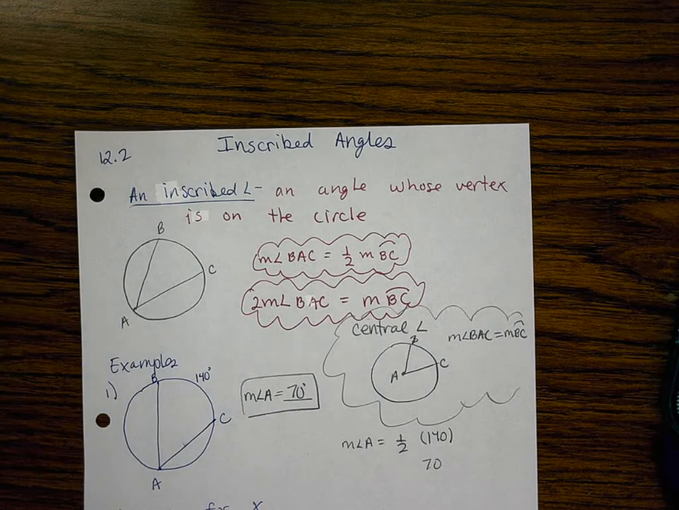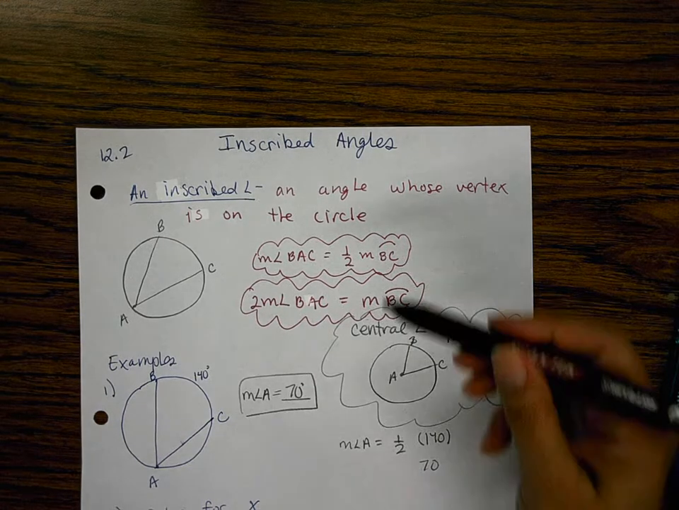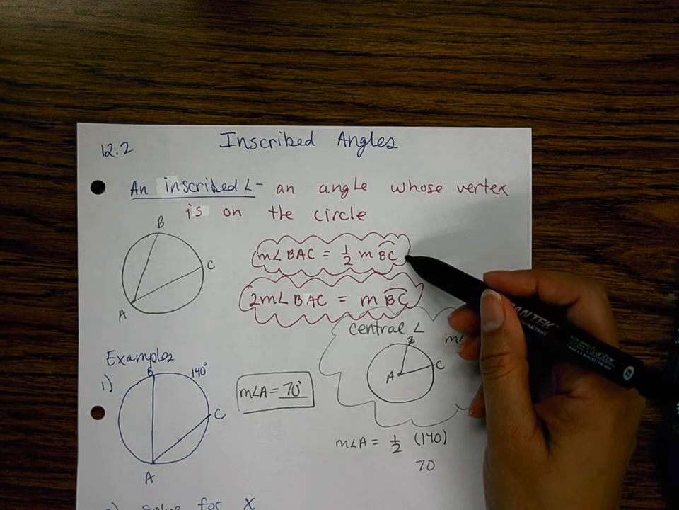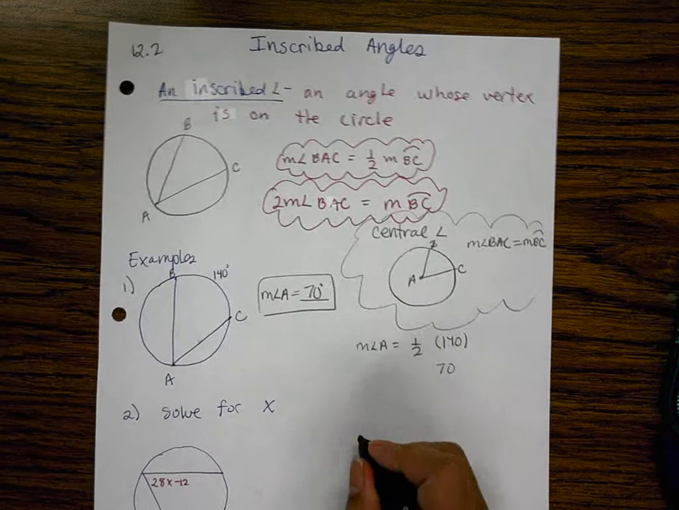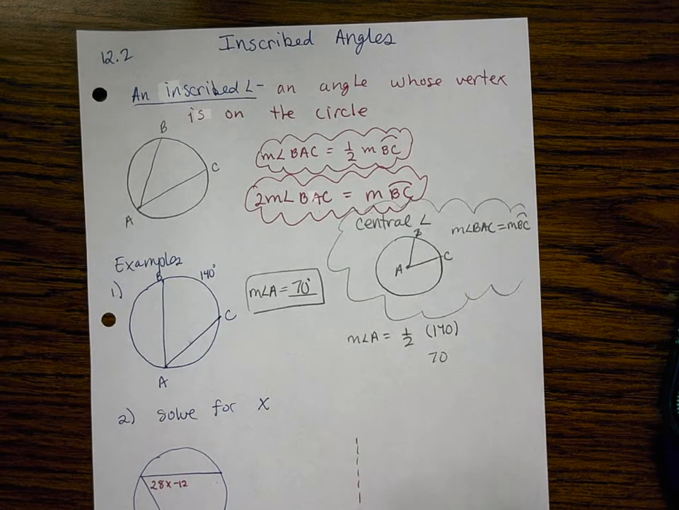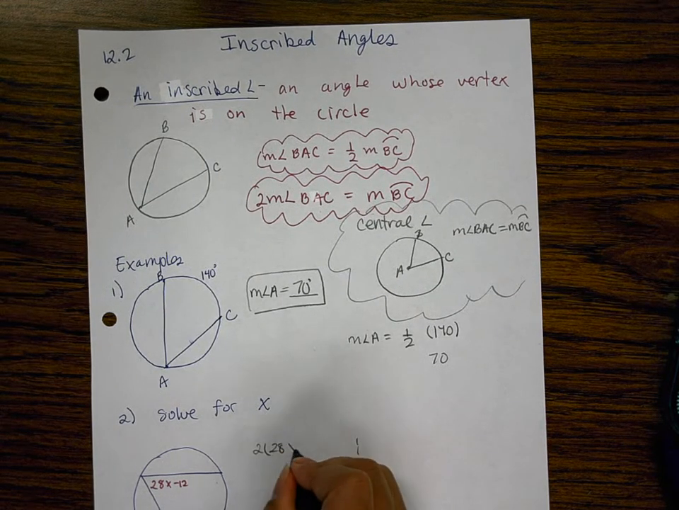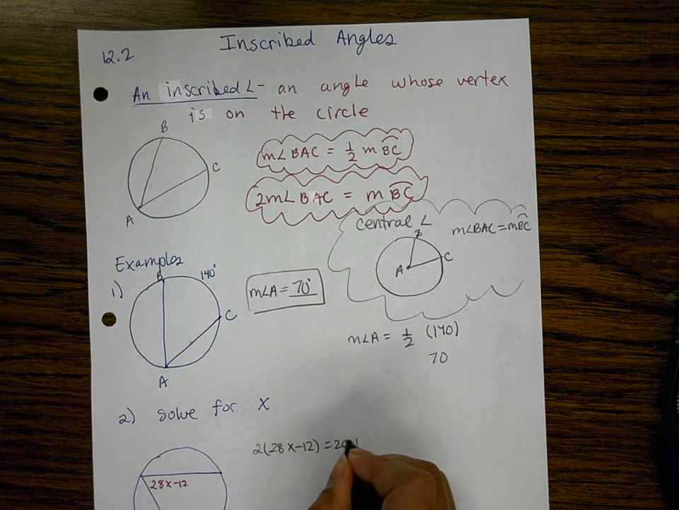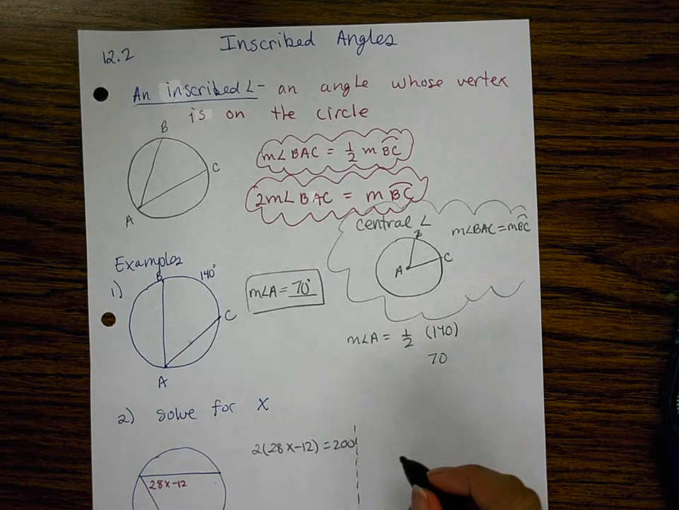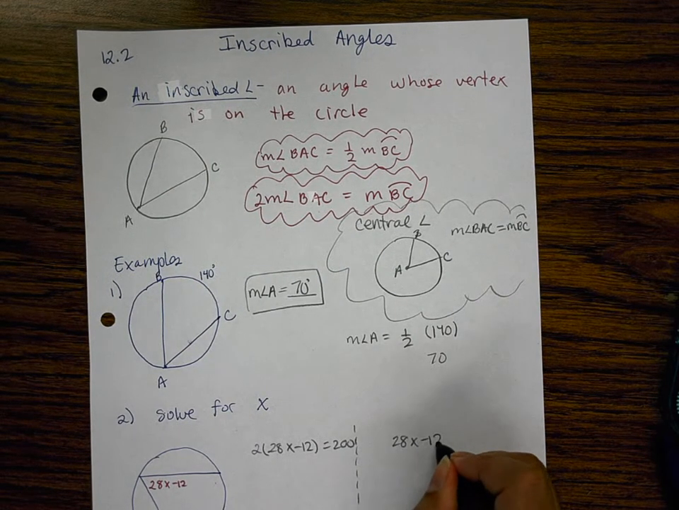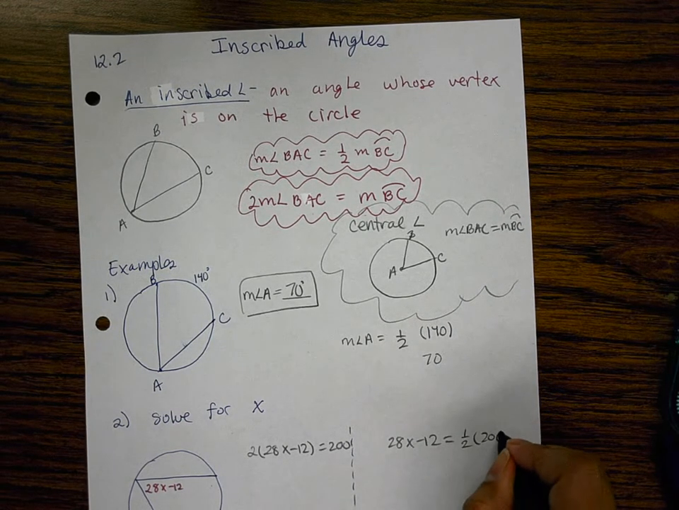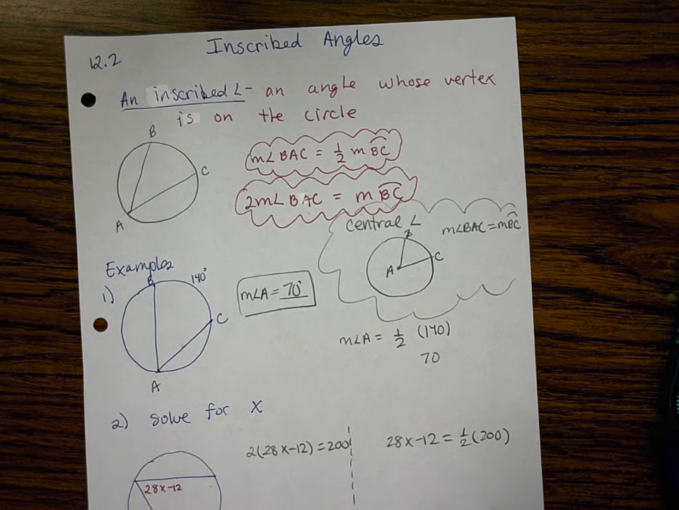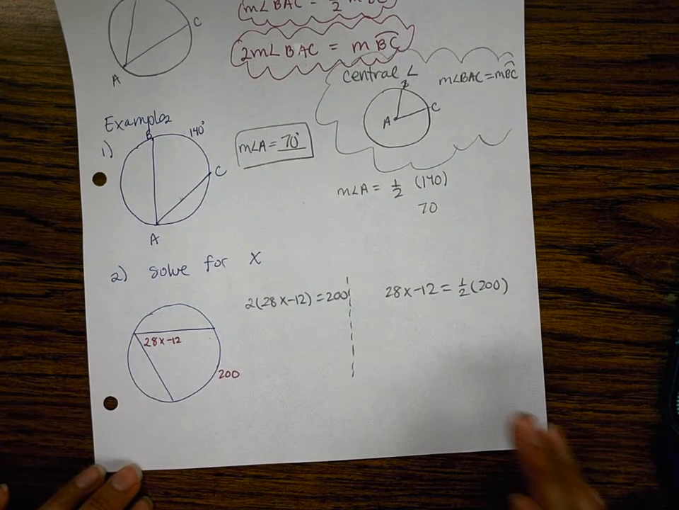And it doesn't matter which one you use, whether you take half of the arc or you double the angle. Either one is going to work. I will show you both equations. Some kids will double the angle. I'm going to double 28x minus 12 and say that equals 200. Some kids would leave the 28x minus 12 as it is and cut the 200 in half. It is totally up to you on which one you solve. They both work out the same exact way. In the end, they both come up with the same answer.